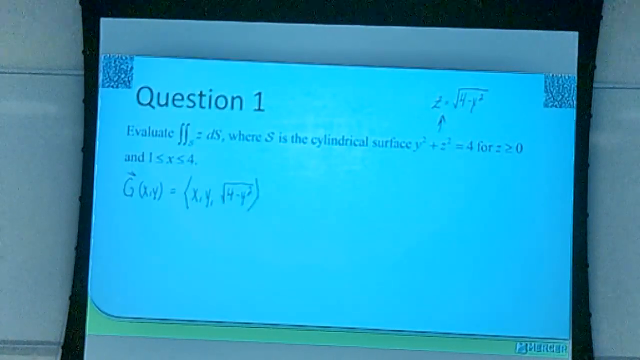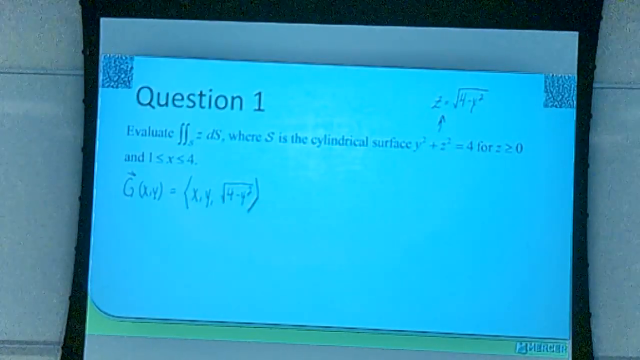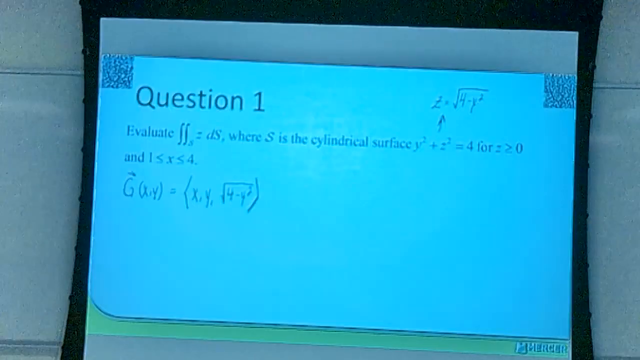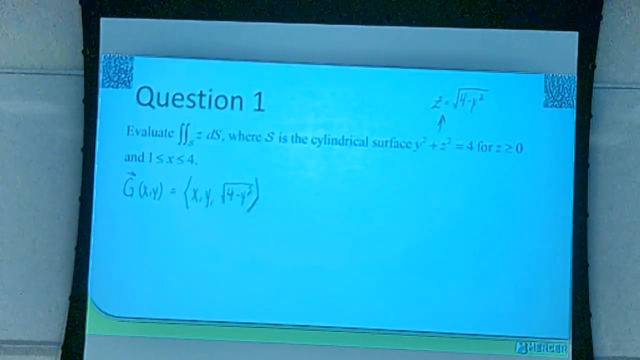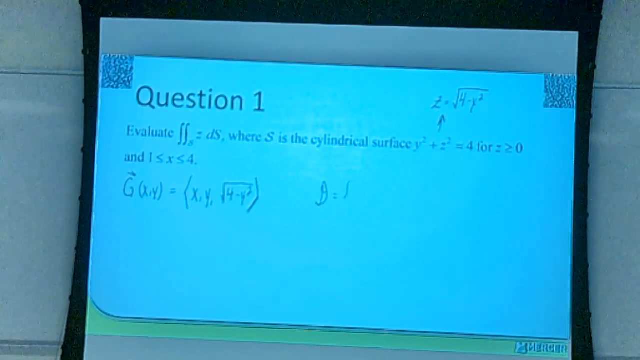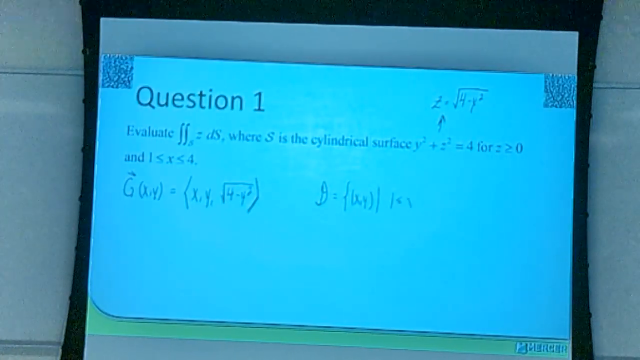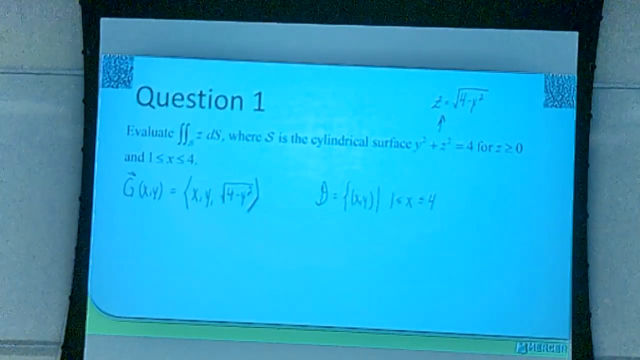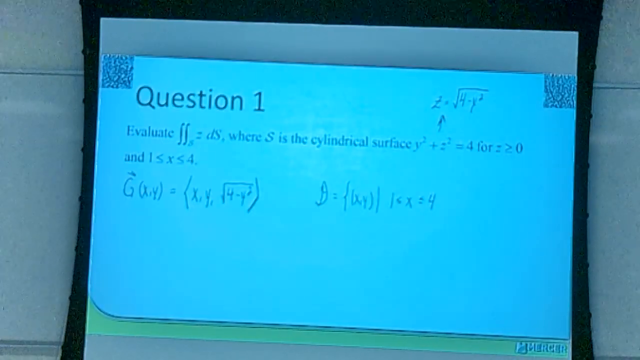If that's the case, then the parameterization is simple. It's just x, y, little g of x, y. Now we need a domain. But they already told us what x has to be, 1 to 4. But y? Well, y would go from -2 to +2 for that cylinder, right?